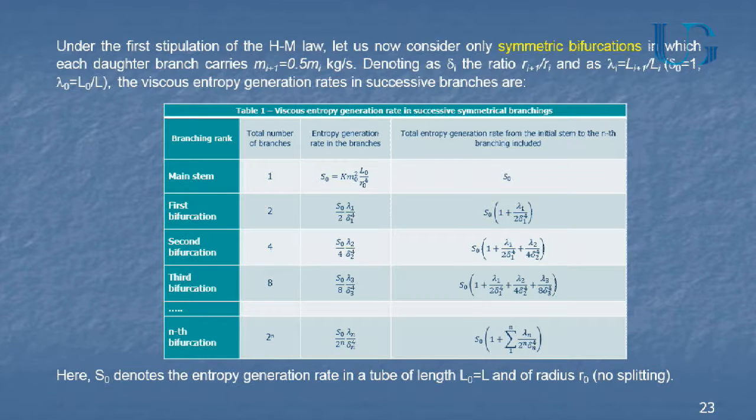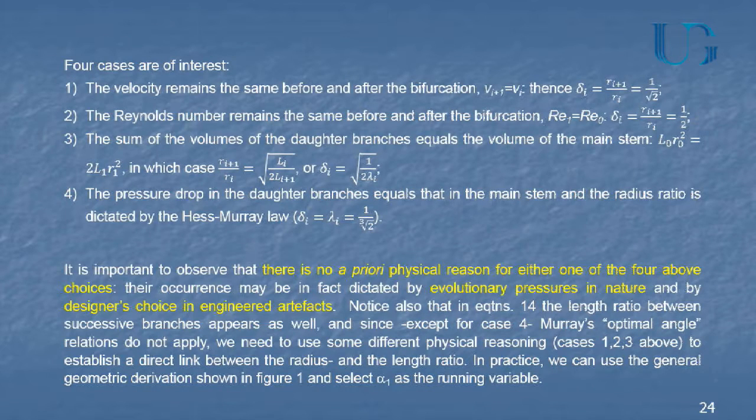Okay? S0 being a reference, it is convenient to use a dimensionless or normalized entropy generation. So if you divide all of these by an S0, which is this, so you can compute it anyhow at the beginning, then you get 1 plus lambda over 2 delta 1 square, and so on and so on. All dimensionless quantities that are very convenient to be examined or compared to each other. Okay? Next, please.